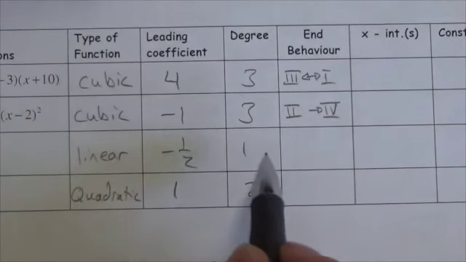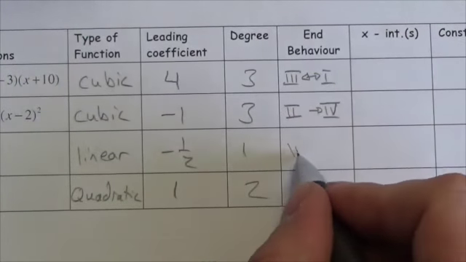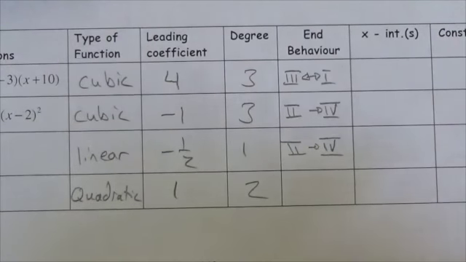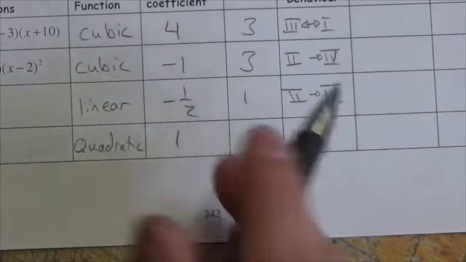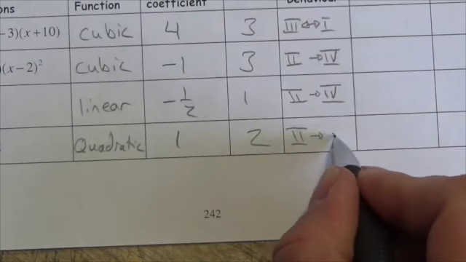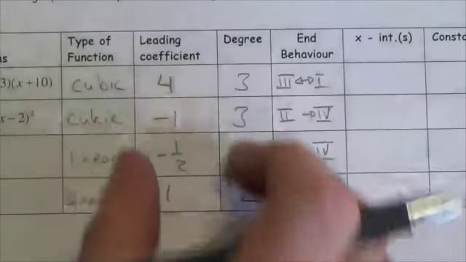This is a negative linear, so it's going to drop down. So actually it's going to be identical to the one above it. It'll start in quadrant 2, end in quadrant 4. This is a positive quadratic, and a positive quadratic opens up, so it's going to go from quadrant 2 over to quadrant 1. Okay, that's all I needed, just those 2 bits of information here.